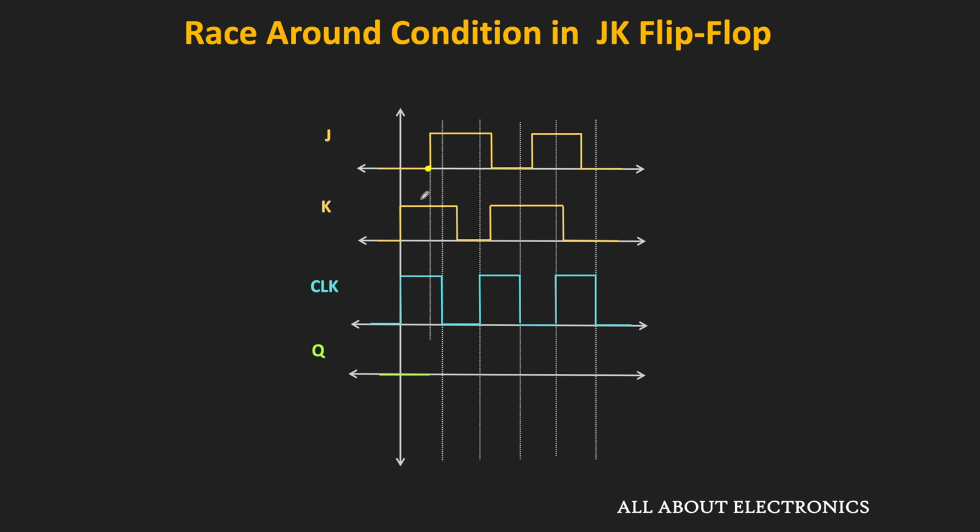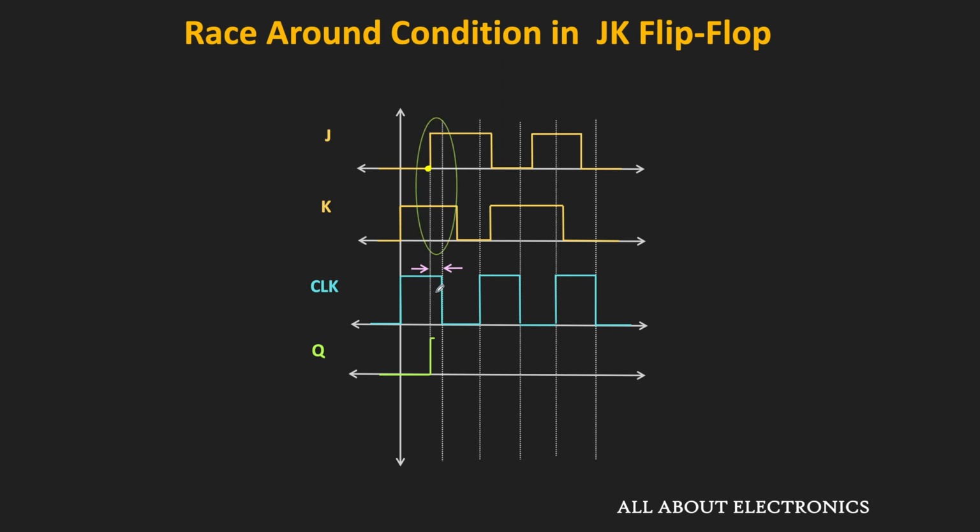Now over here, this J input becomes 1. And since the clock signal is still high, the output of the flip-flop will also become high. Because in this condition, since both J and K are 1, the output of the flip-flop will toggle, and because of that, it will become high. Now if you see over here, only during this time, both J and K inputs are high as well as the clock signal. Let's say this time is equal to 1 microsecond. But if we compare this time with the propagation delay of the flip-flop, then this time is much larger than the typical propagation delay of the flip-flop.